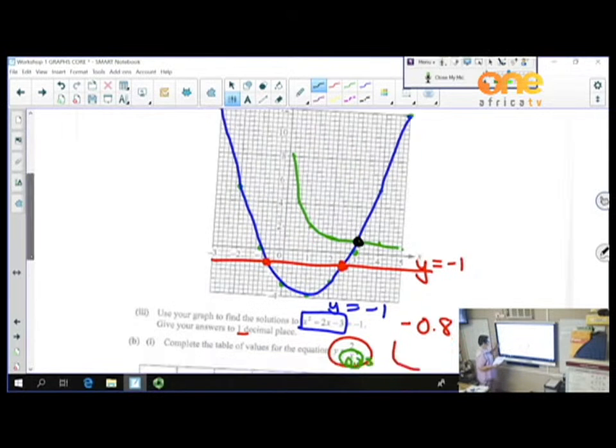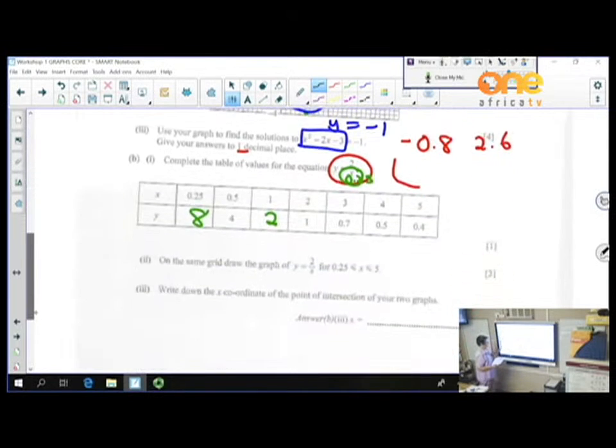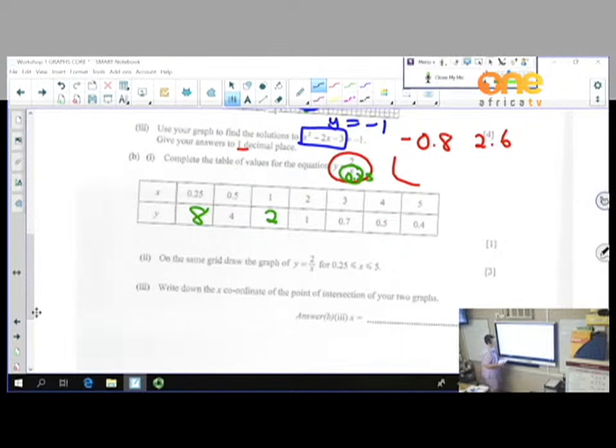Okay, you can plot your points. There they say on the same grid, draw it. Look at this. This is also the same as the table. So we don't just draw the lines, you draw it between those limits. Don't extend it, because again, then you lose a mark.